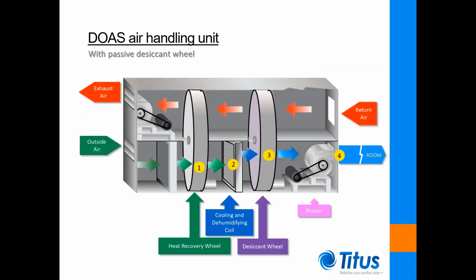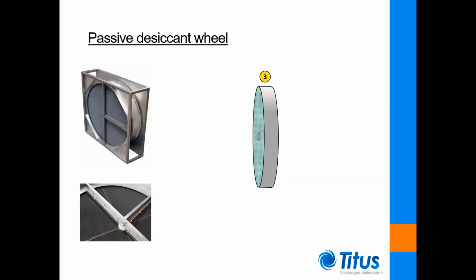DOAS air handling units that are designed to serve spaces with low sensible heat gain ratios, such as classrooms or auditoriums, might be fitted with a secondary dehumidification device, such as a passive desiccant wheel as shown here.